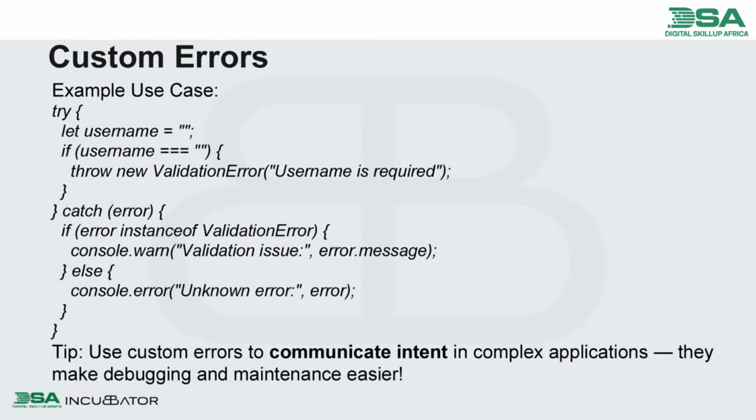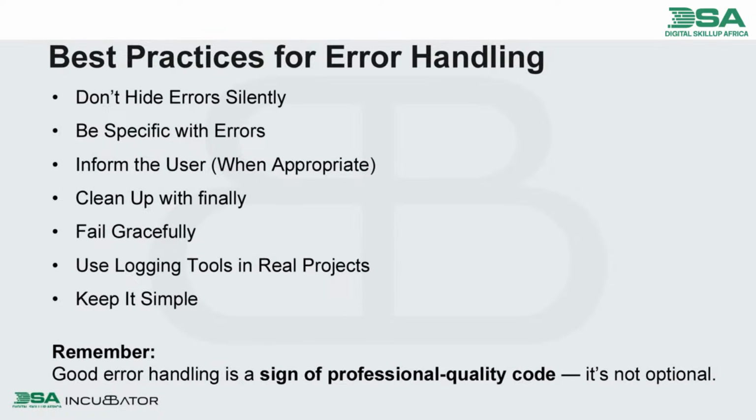So, tip: use custom errors to communicate intent in complex applications. They make debugging and maintenance easier, because you don't want a case whereby all errors are the same. You want to be able to distinguish one error from another. Like I said, this might not make sense now, but you will get the hang of it with time. You're already there, funny enough. Now, best practices, because we are coming to the end of this. The rest of this time we'll use more for questions and clarifications if there's any place we are lost.